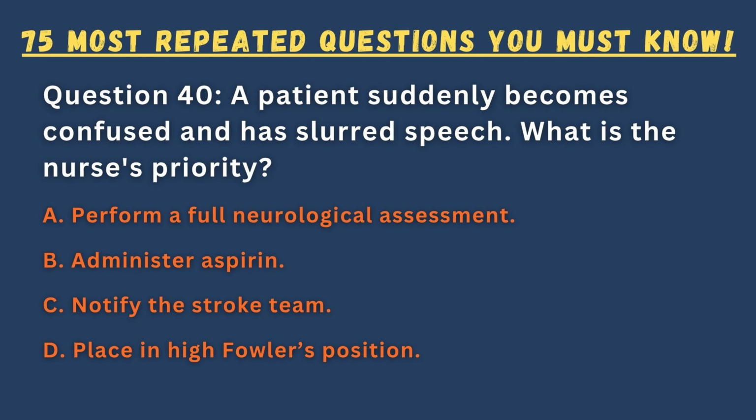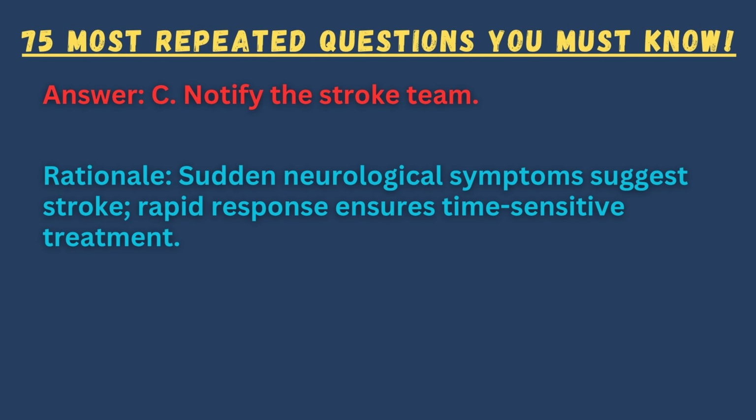Question 40. A patient suddenly becomes confused and has slurred speech. What is the nurse's priority? A. Perform a full neurological assessment. B. Administer aspirin. C. Notify the stroke team. D. Place in high Fowler's position. Answer. C. Notify the stroke team. Rationale. Sudden neurological symptoms suggest stroke. Rapid response ensures time-sensitive treatment.